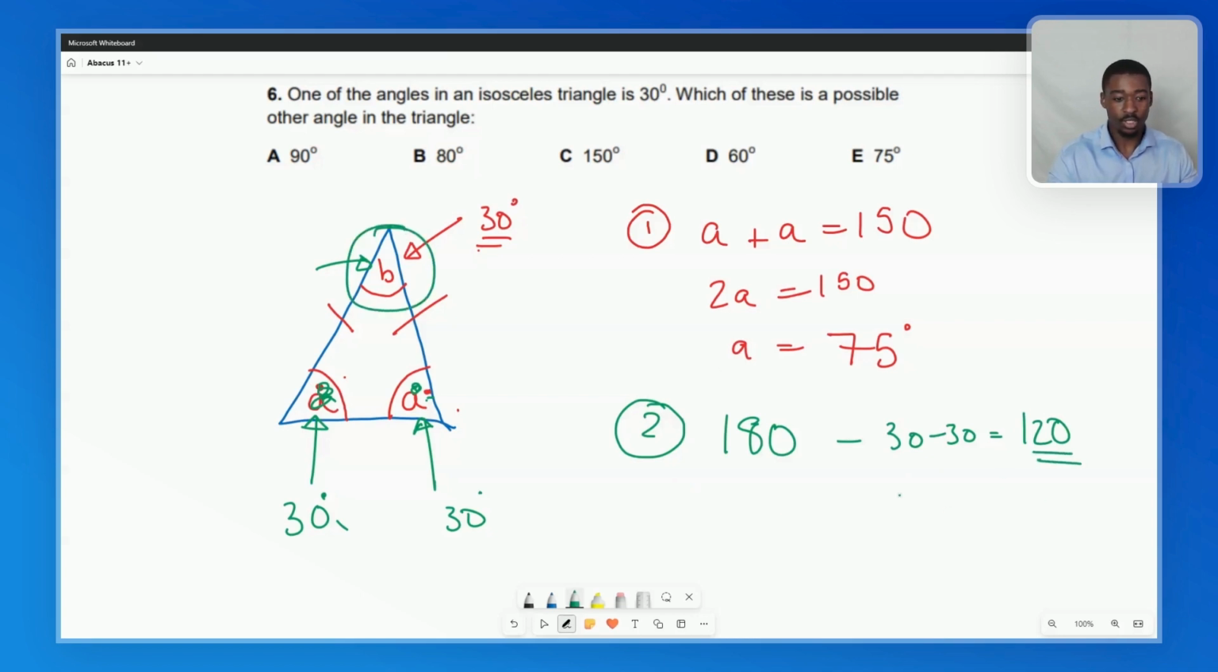telling us that the remaining angle has to be this 120. So from scenario 1, we have 75. From scenario 2, we have 120. So now let's look at our answer choices, and we see that E has to be our correct answer, 75 degrees, based on scenario 1.